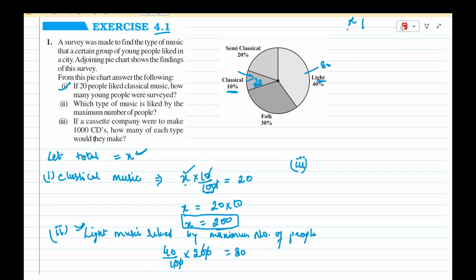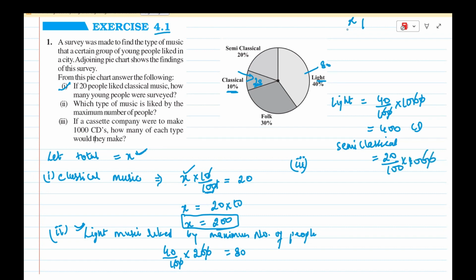So see, for light music CDs, how many will they make? 40 upon 100 into 1000. So that is how much? 400. Means 400 CDs they will make for light music. What is semi-classical? So I'll write semi-classical. What is that? 20%. So means 20 upon 100 into 1000, that is 200 CDs they will make for semi-classical.